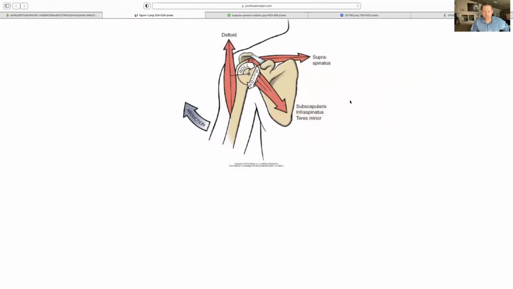So what's a force couple? That means that when the subscapularis and the teres minor and infraspinatus fire together, it actually pulls your humeral head down, and that's what that slide means. It helps slide it down.